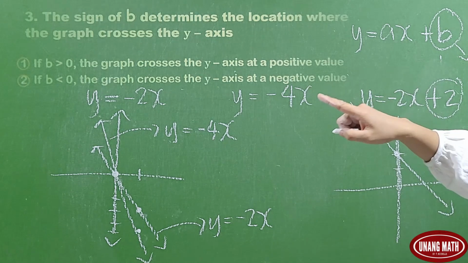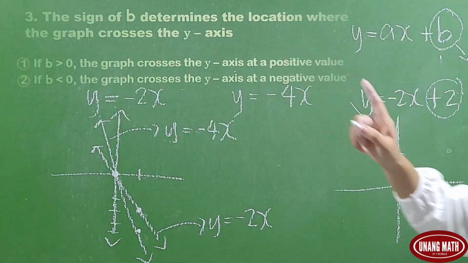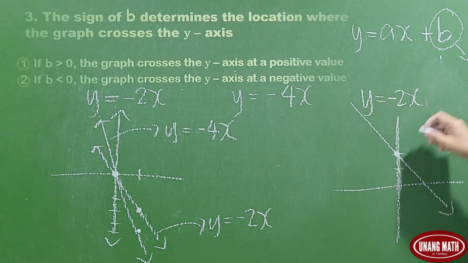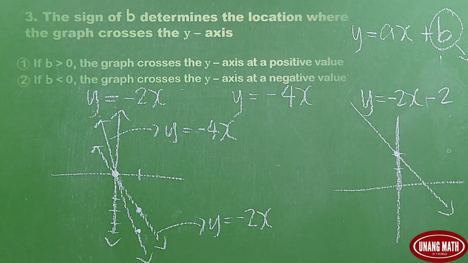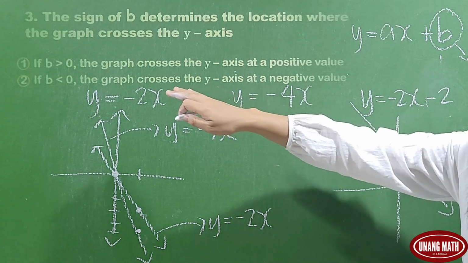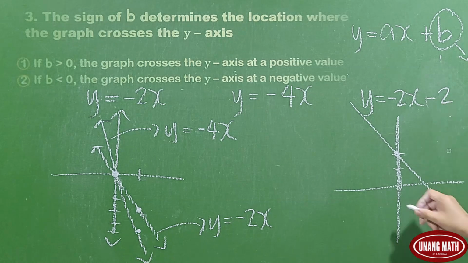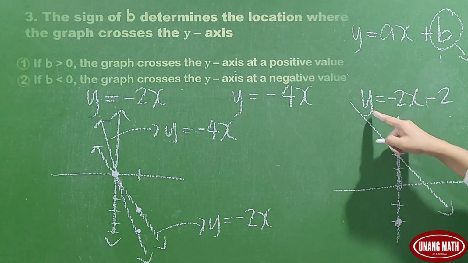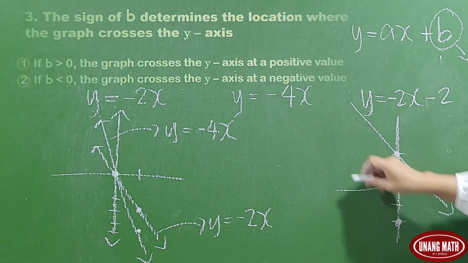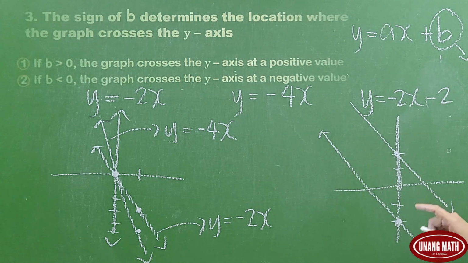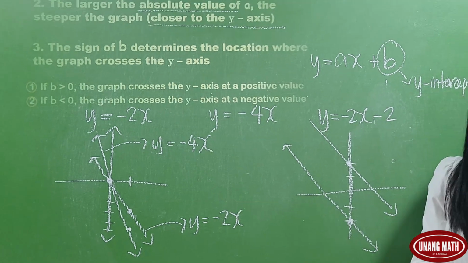Okay, what about if b is less than 0, or if b is a negative number? Let's say y is equal to negative 2x minus 2. So if b is less than 0, the graph crosses the y-axis at a negative value. So our y-intercept is negative 2, which means this point. And if we graph this function, then the graph looks like this. So it crosses the y-axis at a negative value.